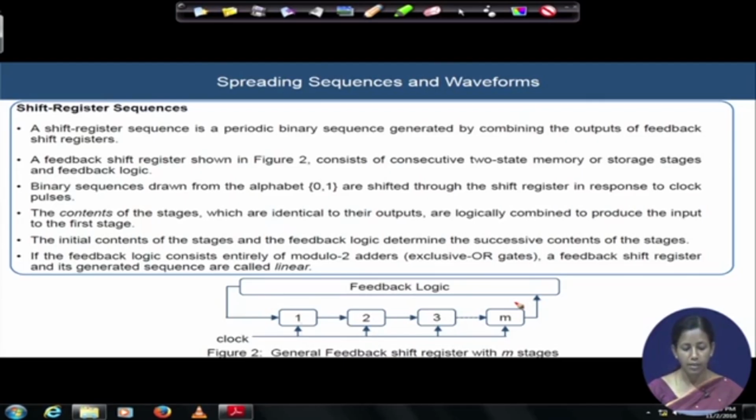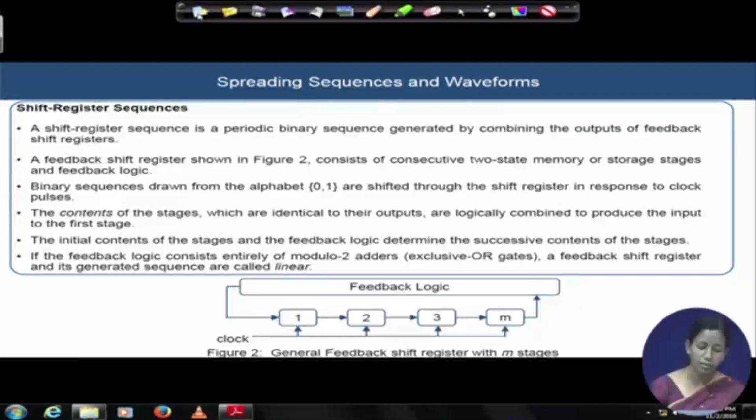And we understand that if the feedback logic consists entirely of modulo 2 or exclusive OR gates, if the logic is designed by only exclusive OR gates, then this kind of feedback logic and feedback shift register will be called a linear shift register. It is important to understand this because we will also declare some kind of non-linear shift register, and there are several advantages and disadvantages between linear and non-linear shift registers which will be discussed later. Currently, we will understand that this is the structure of a linear shift register with exclusive OR gates.